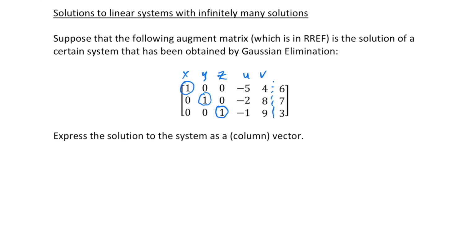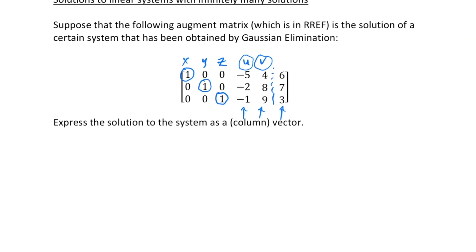But these other numbers here, negative 5, negative 2, negative 1, 4, 8, 9, these are not pivots, and of course these are constants on the other side. So these, the u and v, are called free variables here. And what we're going to do is write our solution to x, y, and z in terms of those free variables u and v. You take the first row, and what would it be saying?